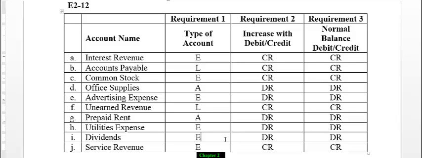So if we're looking at the normal balance, we're saying, what should we have at the end of the period? At the end of the period, if we have cash account, it should have a debit balance because it's an asset and it's going to increase as a debit. Therefore, I should have an ending debit balance as my normal balance.